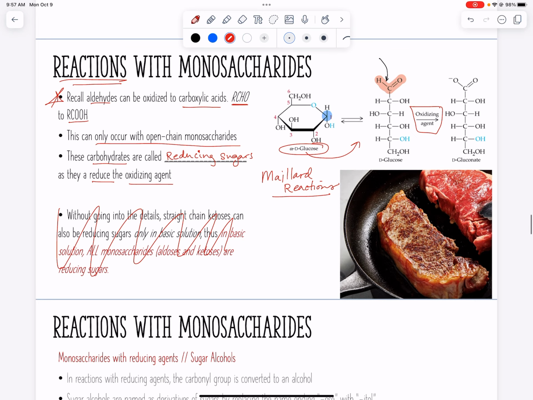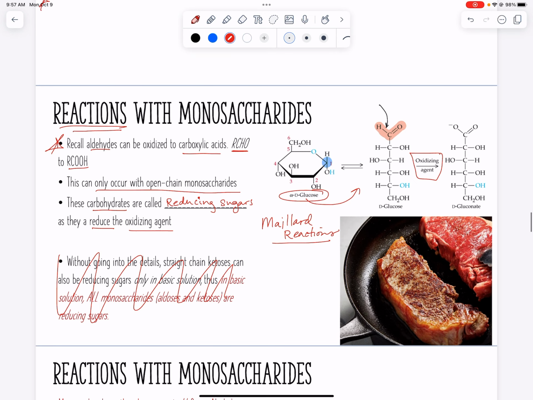So that's one example of one reaction, simply oxidizing an aldehyde. Notice it's only monosaccharides that have aldehyde groups. If you had a monosaccharide with a ketone group, I'm not talking about that. We're focusing mainly on the aldehyde into the carboxylic acid group.